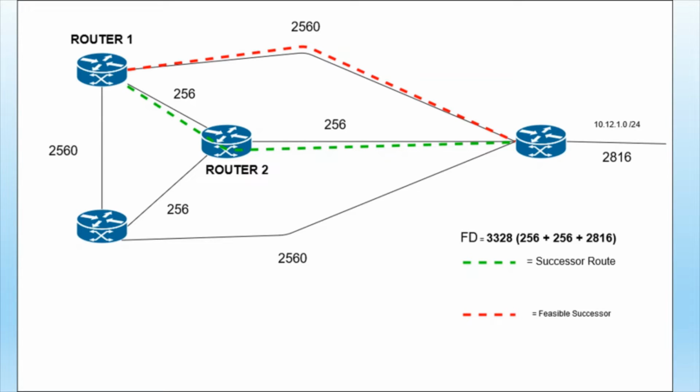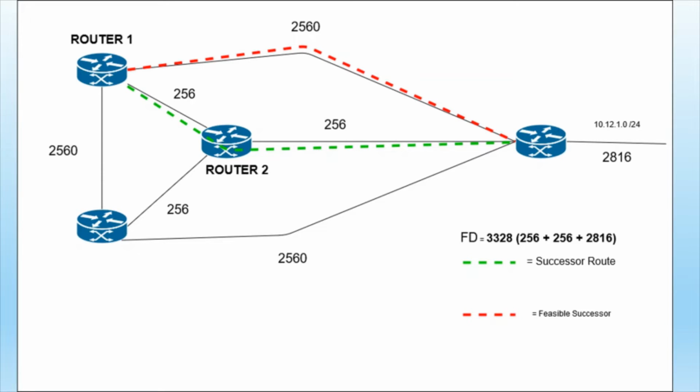This feasible successor must satisfy the feasibility condition in order to be considered as a backup. One more time, the feasibility condition states that for a route to be considered a feasible successor, the reported distance must be less than the feasible distance calculated locally. What does all this jibber jabber mean? Feasible this, feasible that. So let's analyze.